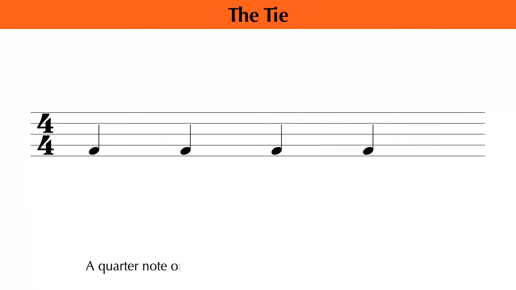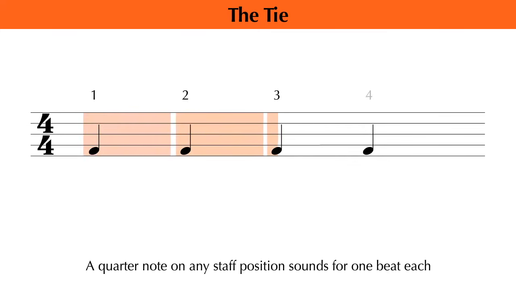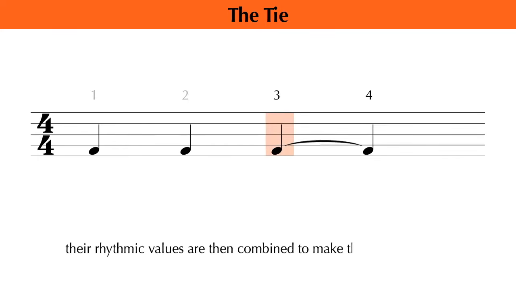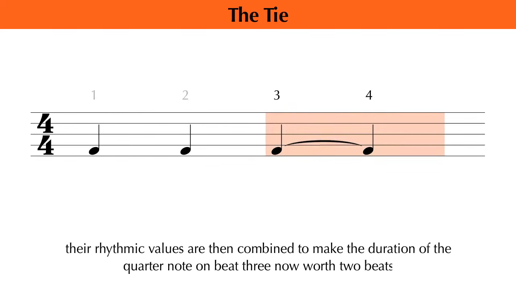A quarter note on any staff position sounds for one beat each. If we place a tie between the quarter notes on beats 3 and 4, their rhythmic values are then combined to make the duration of the quarter note on beat 3 now worth 2 beats.